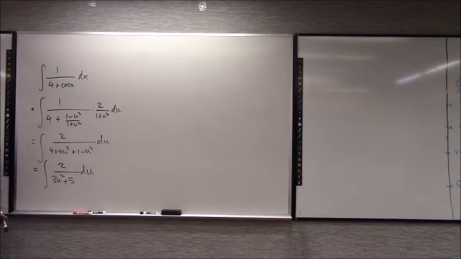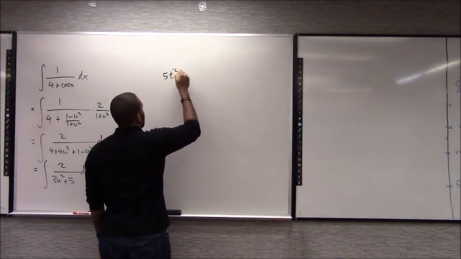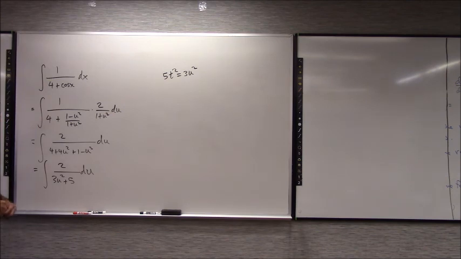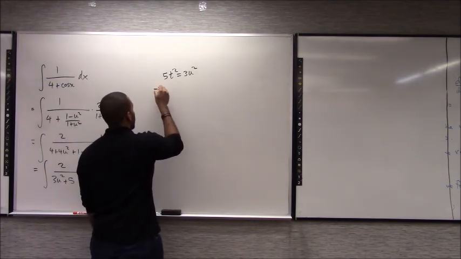Okay, what do we do from here? 5t squared equals 3u squared, your substitution. Oh, I see what you're going for. Yeah, the arctan. That's an interesting way to look at it. I don't think I've ever done it that way. I would have factored out the 5 and the 3 and gotten a fraction. Let's keep going with this. Interesting to see where it ends up.